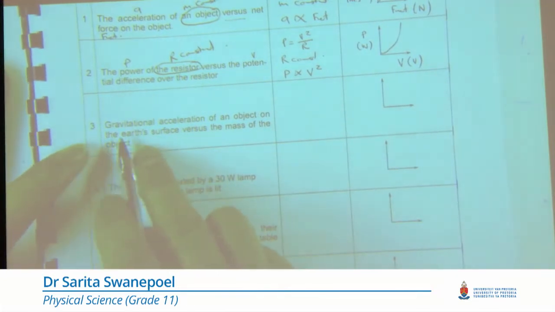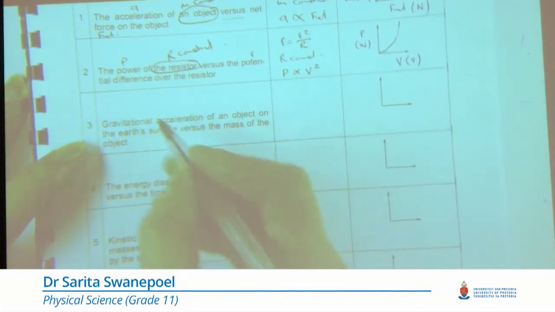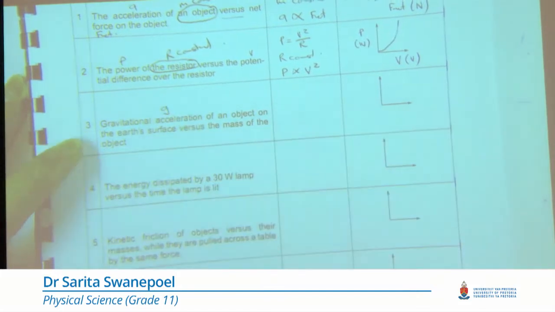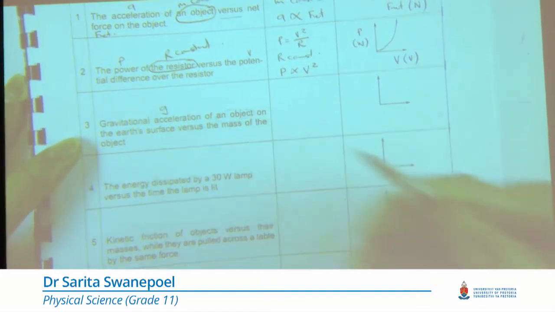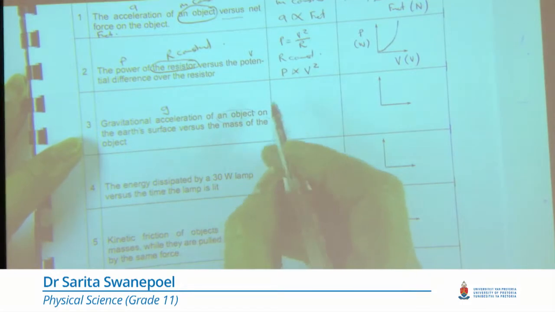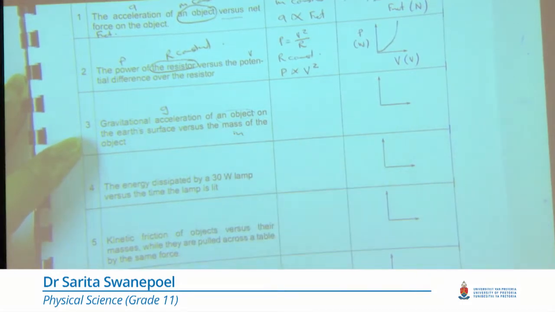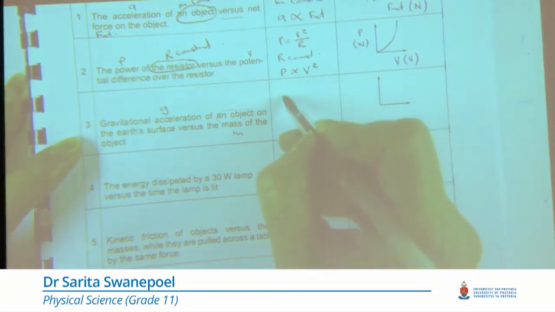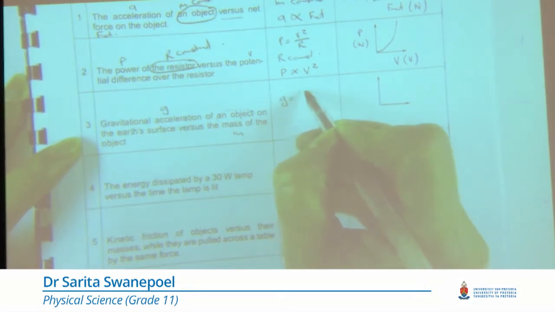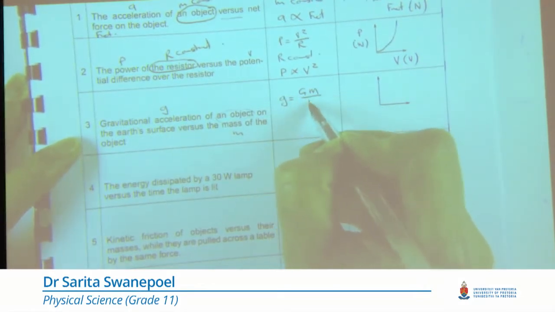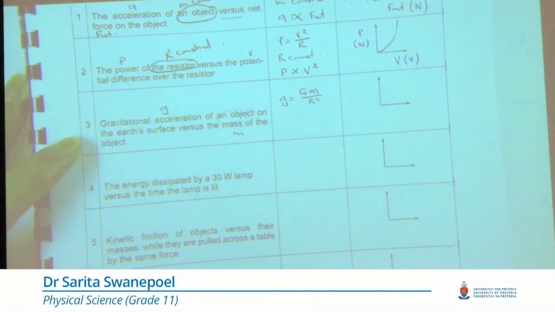Next one. Unfortunately, I see we've done this already. They're asking for the gravitational acceleration of an object on the Earth's surface versus the mass of the object. If we look at g, it was that one that we had to derive.